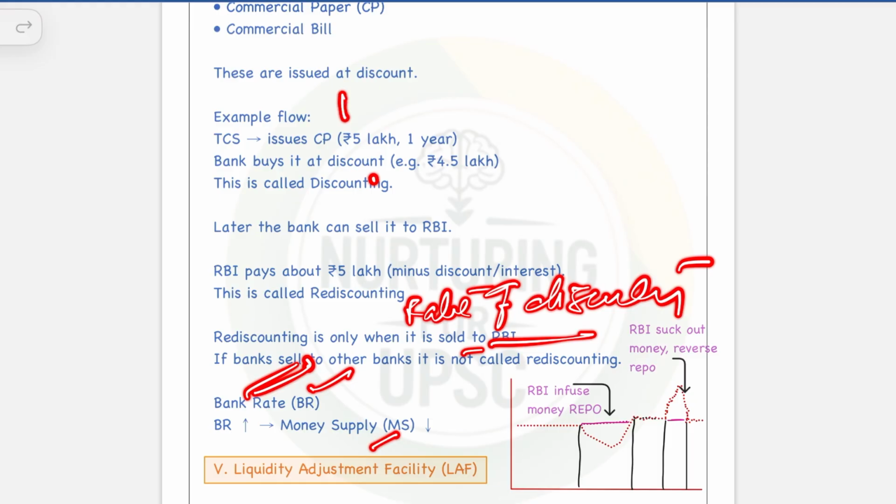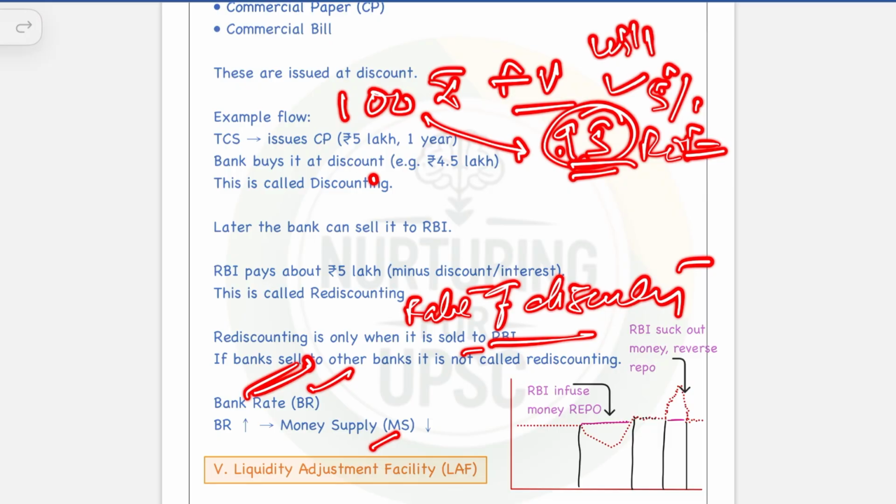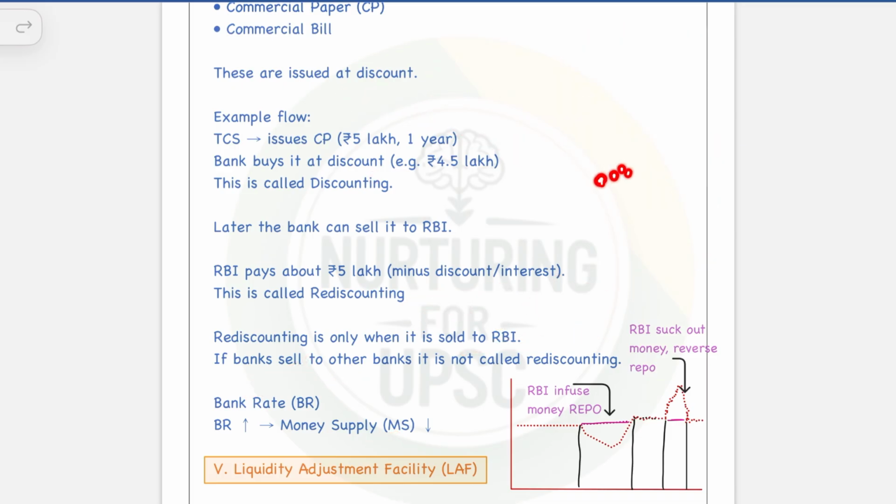Let's say this 100 rupees face value bond is there and now it's being discounted to 95 rupees, then 5% is the rate of discount. So 95 rupees will be the money supply with the bearer of these bills of exchange.